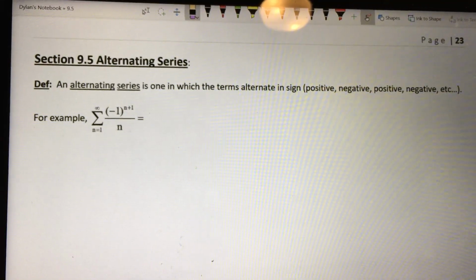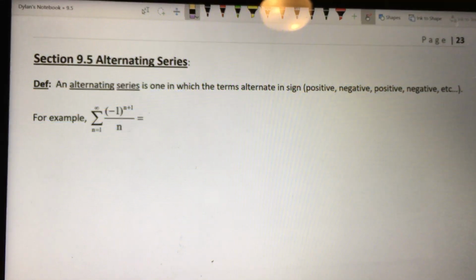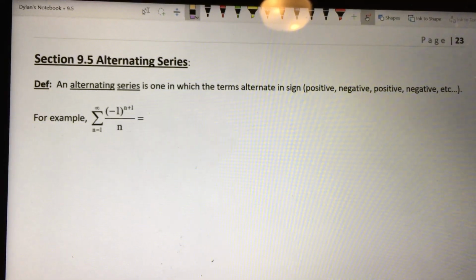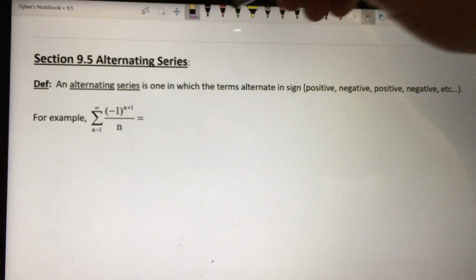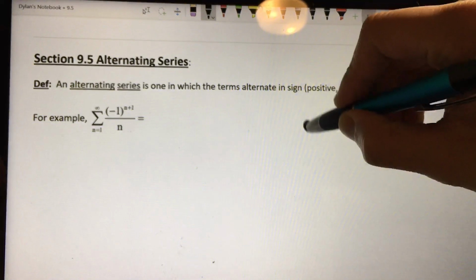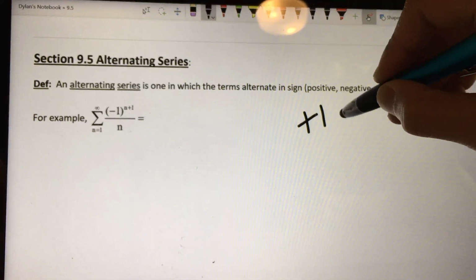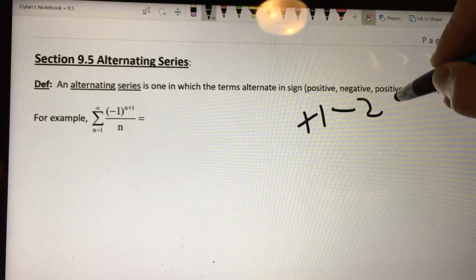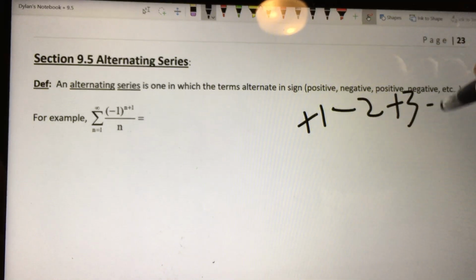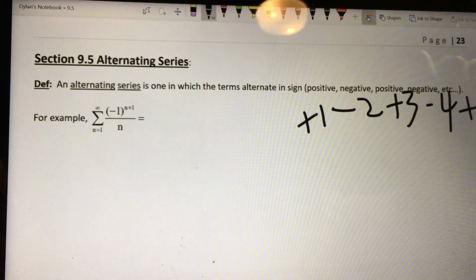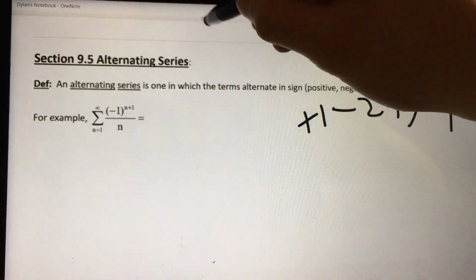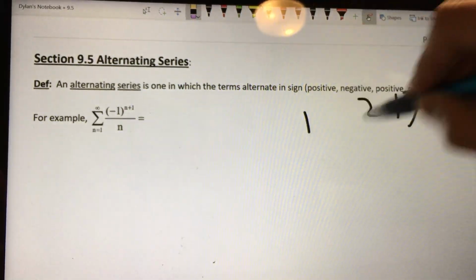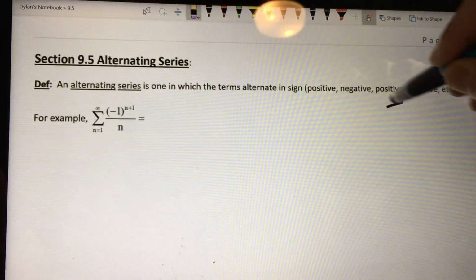So, what my extra credit is about is section 9.5, the alternating series. We know the definition: an alternating series is one in which the terms alternate in sign, positive, negative, positive, negative. So, for example, we got plus 1, minus 2, plus 3, minus 4, plus whatever, right? That's an alternating series. We know what that is.